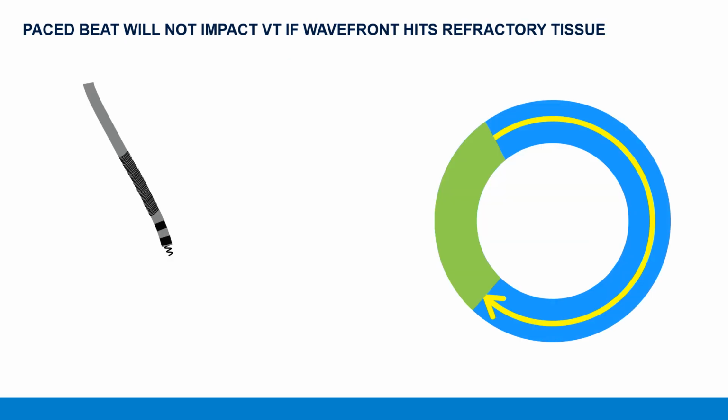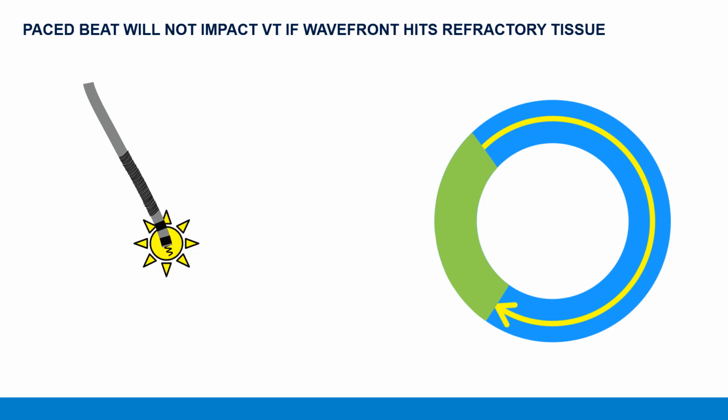Now, if we have a lead in the heart and we wish to interact with the VT circuit itself through pacing, then we had better create a pacing stimulus that sends a wavefront to the VT circuit and hits excitable tissue, denoted here as green. That was the excitable gap we just discussed. However, the ventricular tachycardia and the excitable gap are rotating around that circuit. And so you'd better have a very well-timed beat if it is to hit the circuit at a favorable moment when the excitable gap is facing the oncoming wavefront.